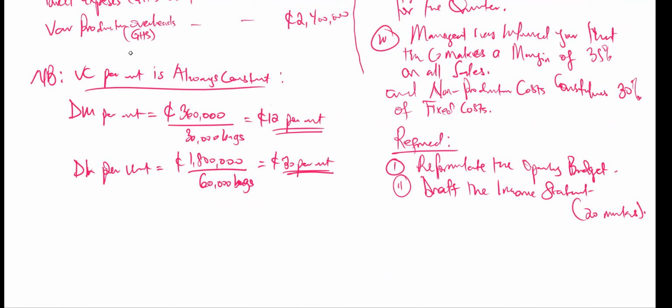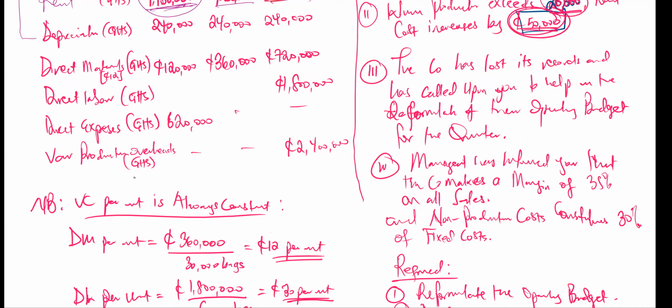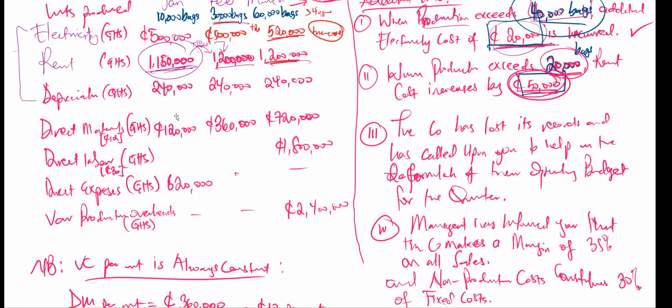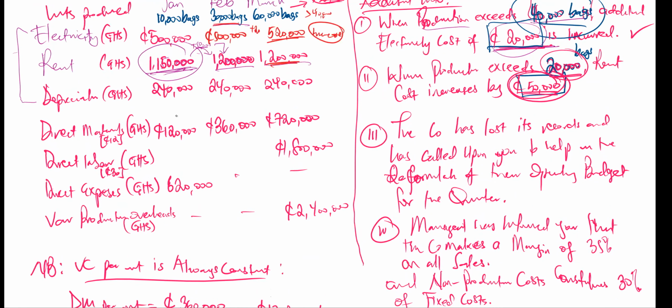So now that we know it's 30 cedis per unit, since labor is constant per unit, irrespective of how many bags we produce, we can fill it in. 30 by 10,000 bags, that means labor would have been 300,000. And 30 by 30,000 bags would have been 900,000.